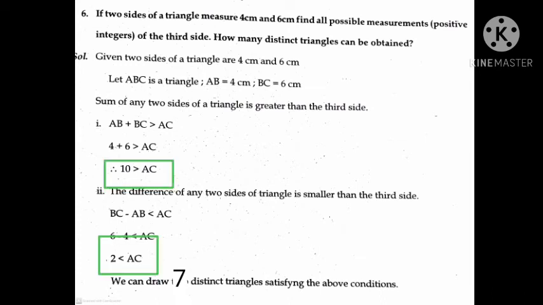Then what are the possible values of the length of AC? 3, 4, 5, 6, 7, 8, 9. From 3 to 9, how many numbers are there? That is 7 numbers. So we get 7 distinct triangles.